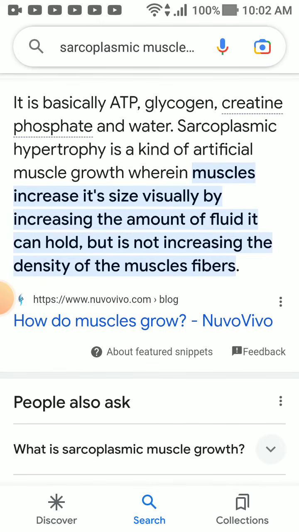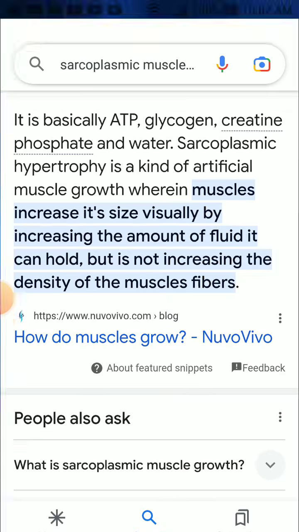So it is basically ATP, glycogen, creatine, phosphate, and water. Sarcoplasmic hypertrophy is a kind of artificial muscle growth wherein muscles increase their size visually by increasing the amount of fluid they can hold, but not increasing the density of the muscle fibers. Why are you not increasing the density of the muscle fibers? Why are you increasing the fluid that it can hold? I'll tell you why.